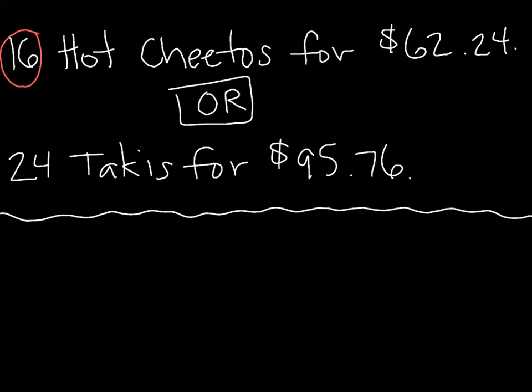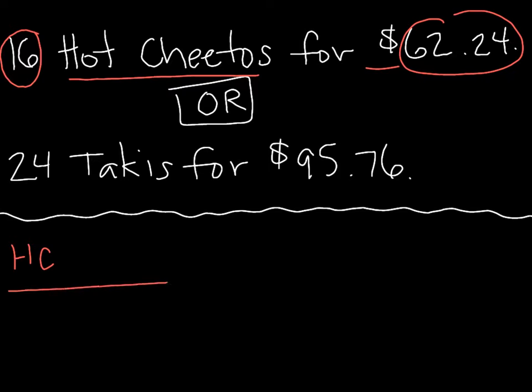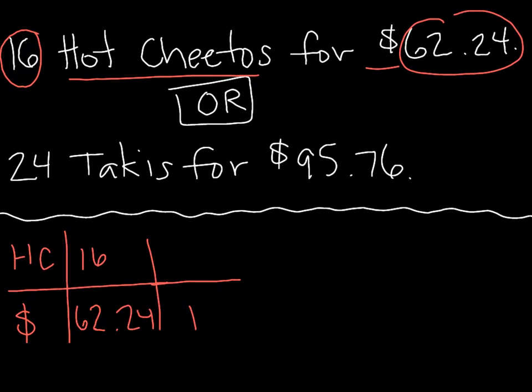So I'm going to start by marking the text. I have 16 hot Cheetos for $62.24. So I'm just going to go in the order I see it, and I'm going to say hot Cheetos per dollar. So I have 16 on the top of my table and 62.24 on the bottom, and I want to figure out per $1. All right, so to do this, I'm going to divide by 62.24 and divide by 62.24.